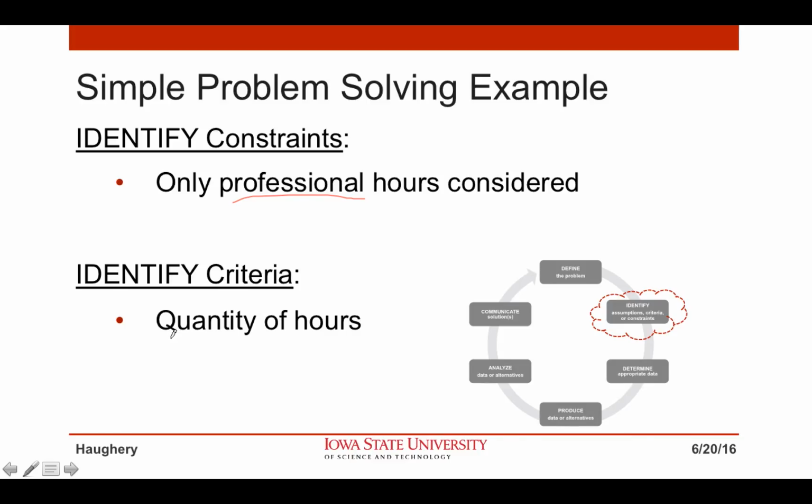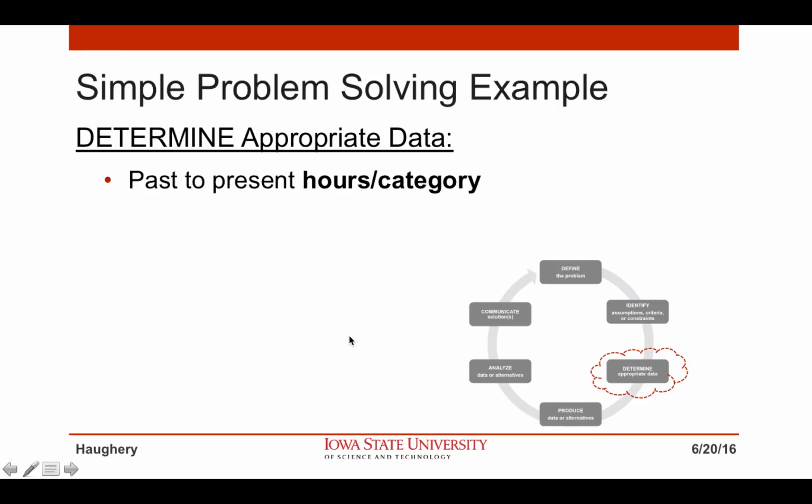And of course, I want to say the quantity of hours: the more hours, the better. And the data I'm going to use is hours per category. How many hours have I spent all the way up till today on these different categories? So that's my determine appropriate data.